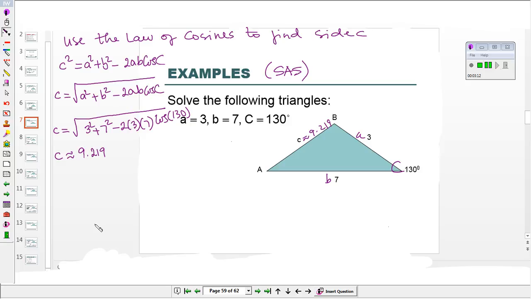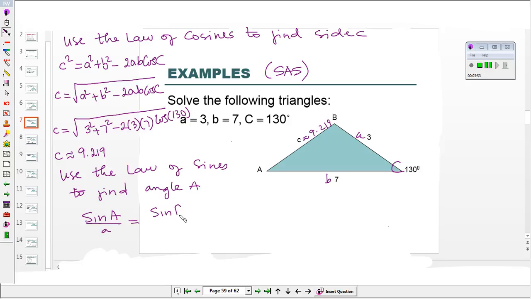After we know all three sides, now we can go ahead and use the law of sines. You're welcome to use the law of cosines, but the law of sines is much easier. So I'm going to go ahead and use the law of sines to find angle A. So therefore I'm going to substitute: sine of the angle A over side A equals sine of the angle C over side C. I'm going to use the angle C because we don't know B.